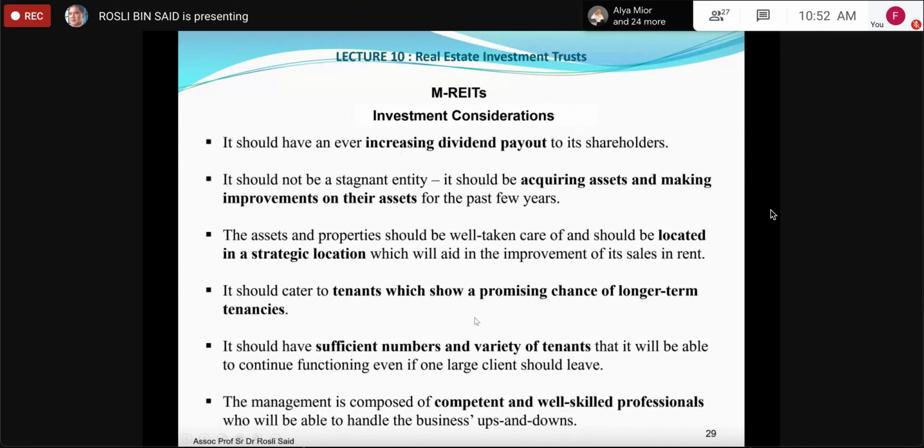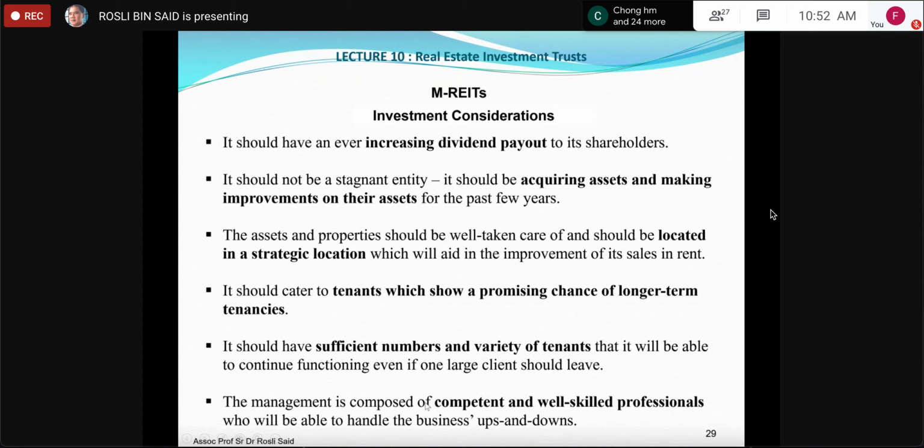And then it should cater to tenants which show a promising chance of longer term tenancy. So any good anchor tenants we should see. It should have sufficient numbers and variety of tenants. So 70% occupancy is considered good already for any commercial property. But if you have more than 90%, you can put it as excellent.